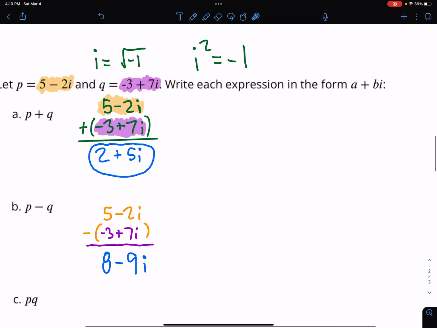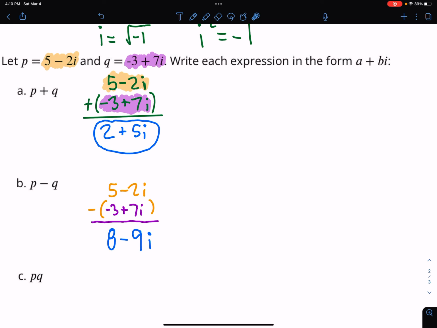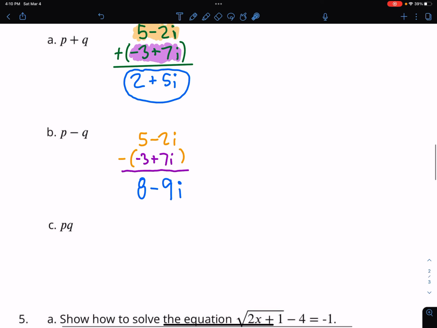And these are both in the form of a plus bi. They're calling this a, and this coefficient will be b. This coefficient is b. These two are a. That's what they mean by in the form of a plus bi. So here, but now we've got to multiply them together, okay?